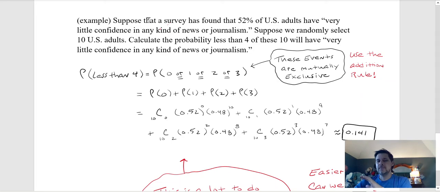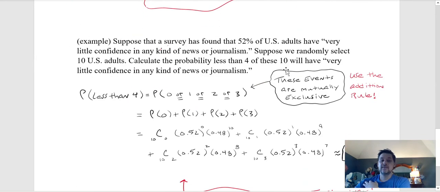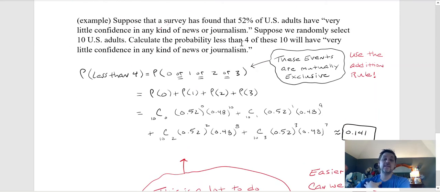Okay, so let's look at the same example again, but a slightly different question. Suppose that same survey found that 52% of adults have very little confidence in any kind of news or journalism. Again, we're going to randomly select a group of 10, and every one of those 10 people either feels that way, that they have very little confidence in any kind of news, or they feel some other way. What's the probability that less than 4 of the 10 will have very little confidence in any kind of news or journalism? Remember, the other question asked for the probability that exactly 5 out of the 10. This one asks for less than 4 out of the 10.